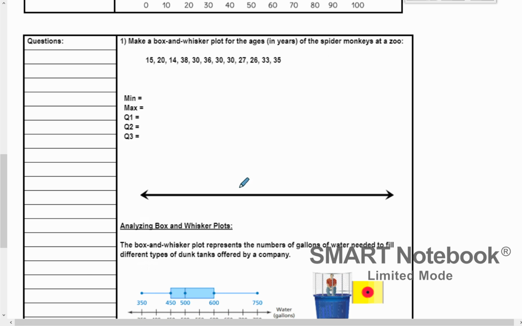All right, so let's try another example. This one we have to make our number line. Okay, we have to make sure our data is least to greatest. It's not, so the very first thing we have to do is list it least to greatest. Okay, so we should have 14, 15. Looks like the next one is 20 and 26, 27, 30, 30, 30.